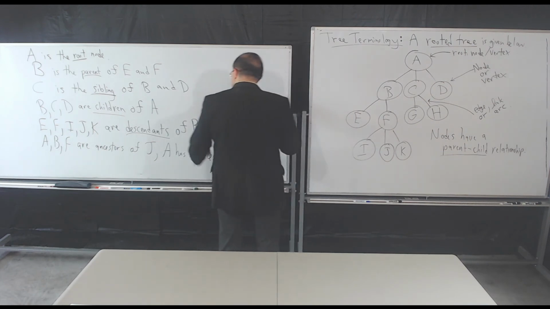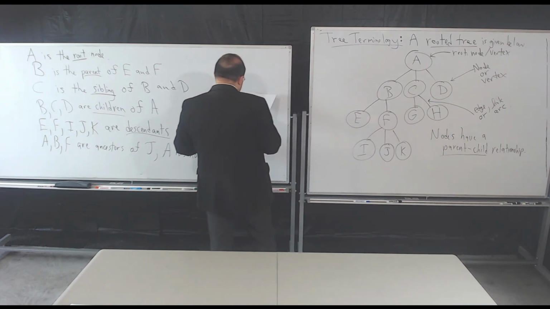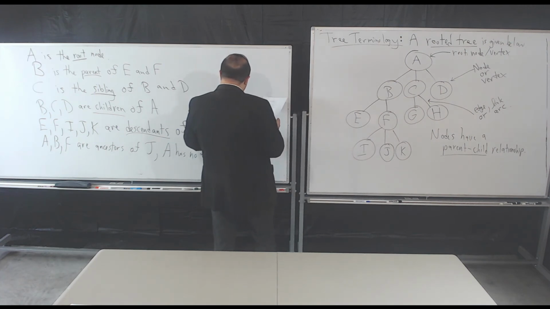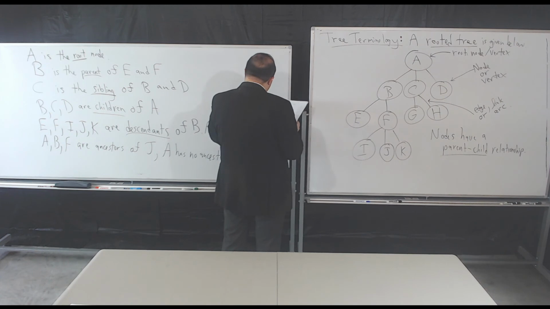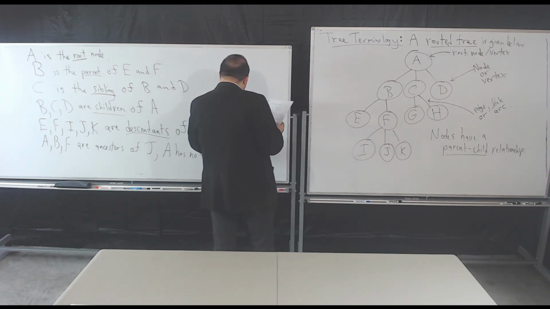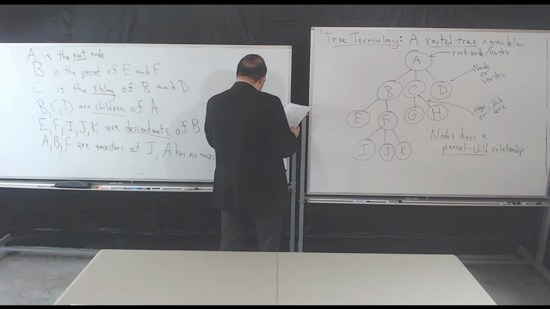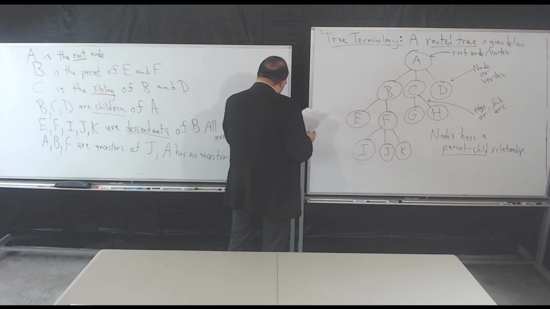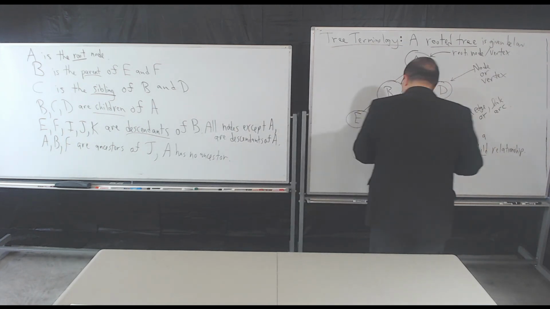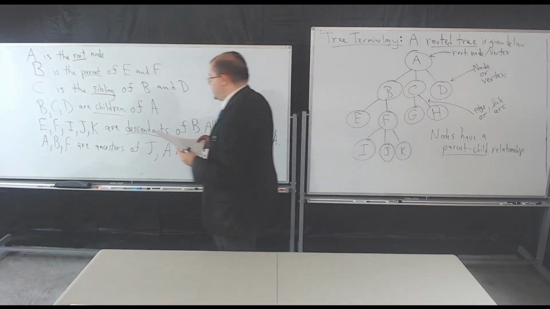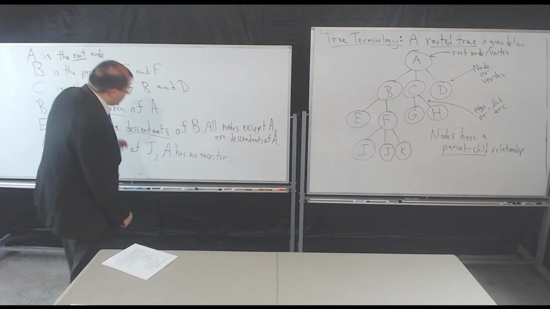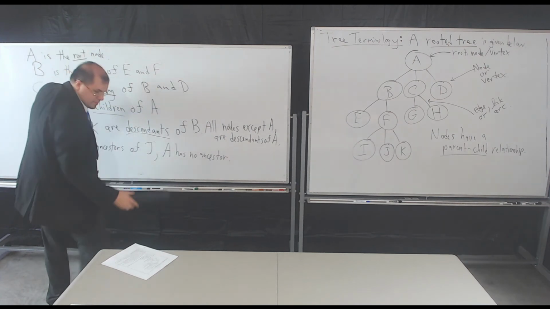Likewise, you should also mention with the descendants, all nodes except A are descendants of A. Why? Because it's the root. Okay, so I have a few more terms to lay out here. So let me just quickly do that. I have just enough time, I think, to pull it off.